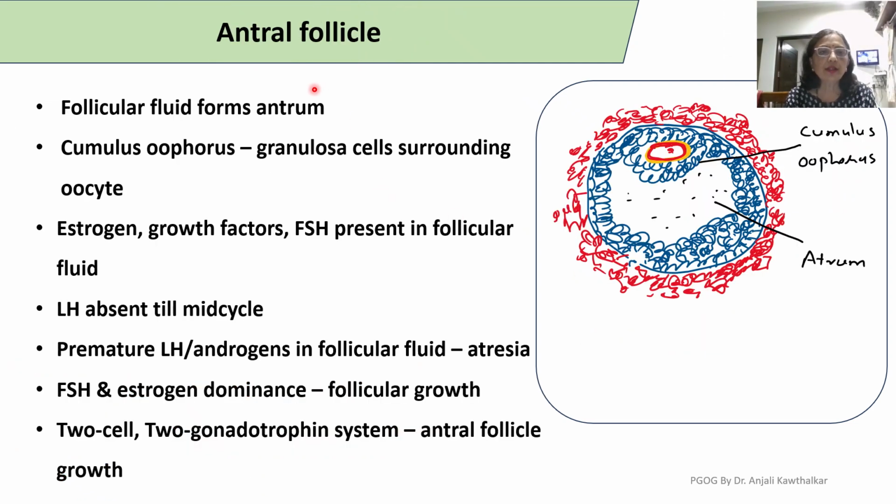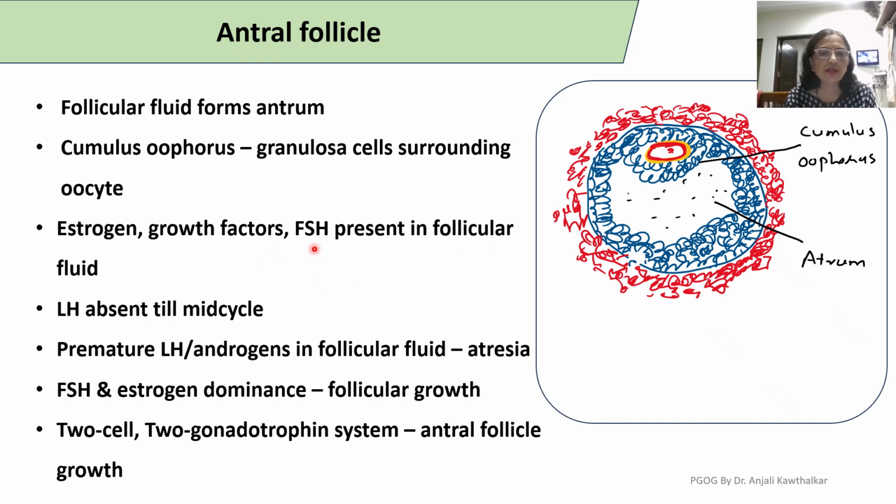Next is the antral follicle. Here, extracellular fluid starts getting secreted in the granulosa cells, and gradually the fluid accumulates and forms a cavity which is called the antrum. Follicular fluid forms the antrum. It divides the granulosa cells into the cells which are surrounding the oocyte, called the cumulus oophorus, and the rest of the granulosa cells.